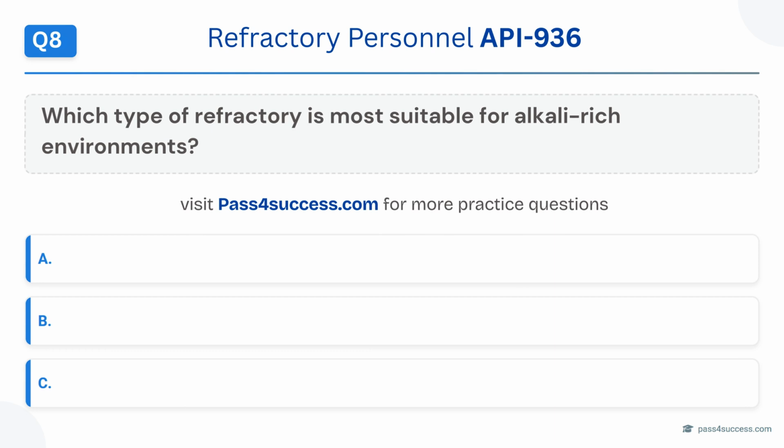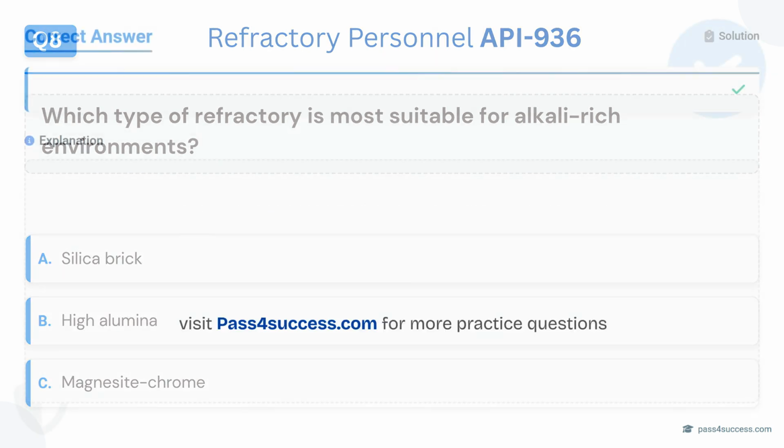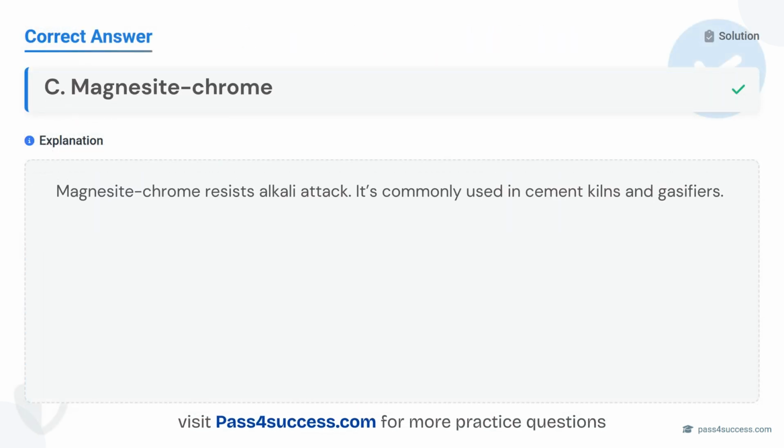This one's tougher than it looks. What type of refractory is most suitable for alkali-rich environments? A. Silica brick. C. Magnesite chrome. Chrome resists alkali attack. It's commonly used in cement kilns and gasifiers.